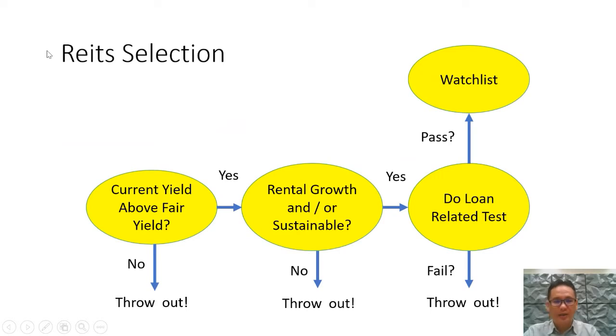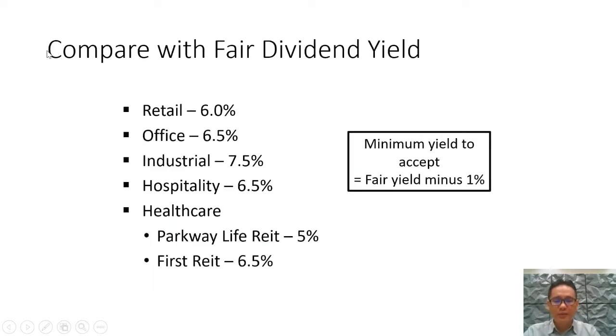Okay, now here is my fair yield. How I derive this number, this is basically the average dividend yield for all the REITs in that particular sector over the past 3 years. So what I do here is I compare the current versus the fair. Obviously, the higher the yield the better. And when the current yield is higher than the fair yield, to me, the REIT is undervalued. And of course, it will pass my test. It allows me to continue doing my selection test for this particular REIT.